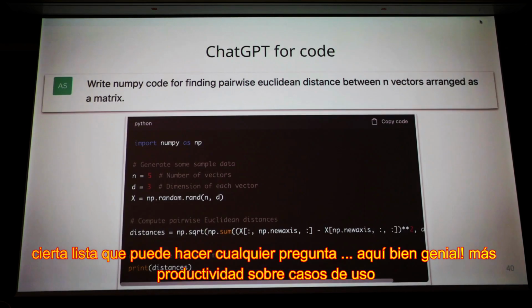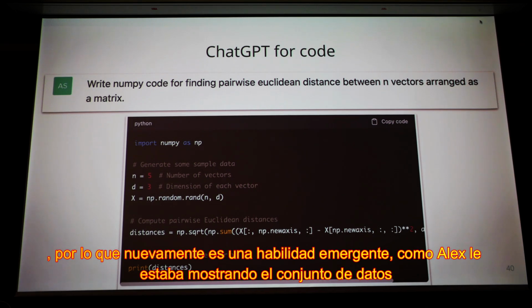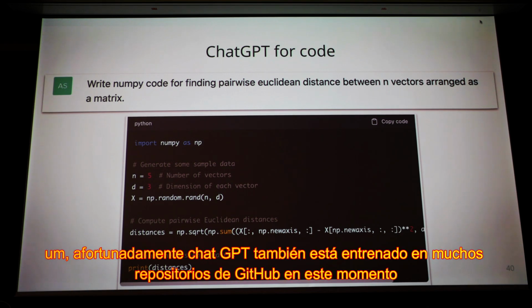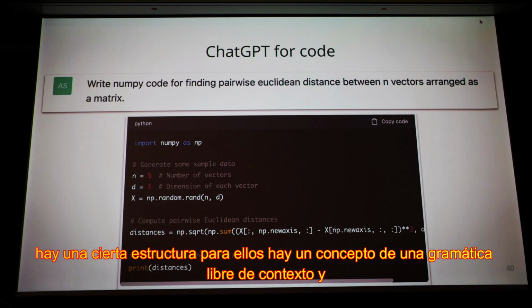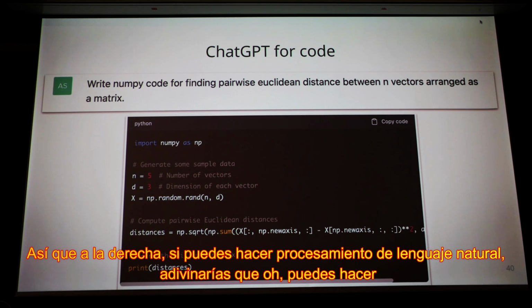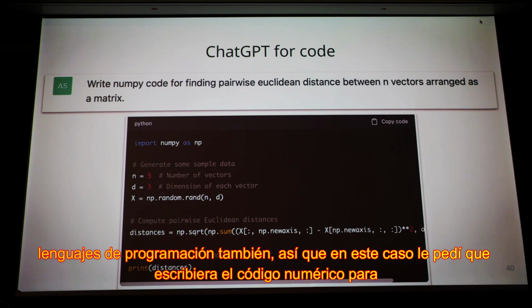All right, cool. This is now a more productivity-oriented use case. So this is again an emergent ability. Alex was showing you the data set. Luckily, ChatGPT is also trained on a lot of GitHub repositories, right? It turns out that programming languages are actually easier than natural languages because there's a certain structure to them. There's a concept of a context-free grammar and so on, right? So if you can do natural language processing, you would guess that you can do programming languages as well.